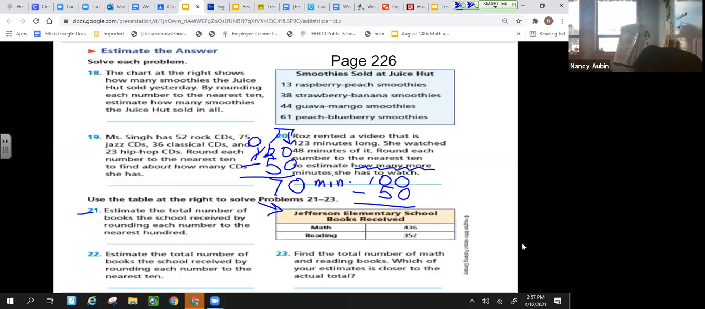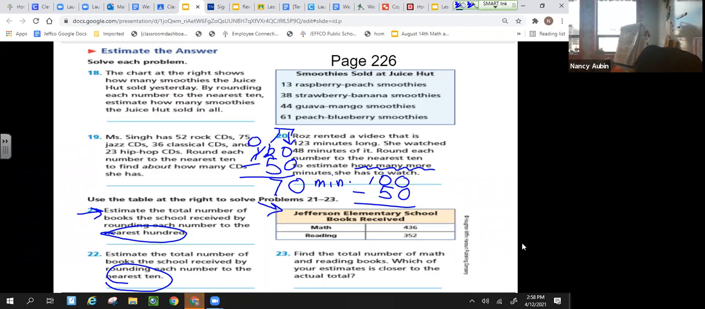You are going to estimate the total number of books the school received by rounding each number to the nearest 100 first. Then number 22 says, estimate the total number of books the school received by rounding each number to the nearest 10. Then it says, find the total number of math and reading books.